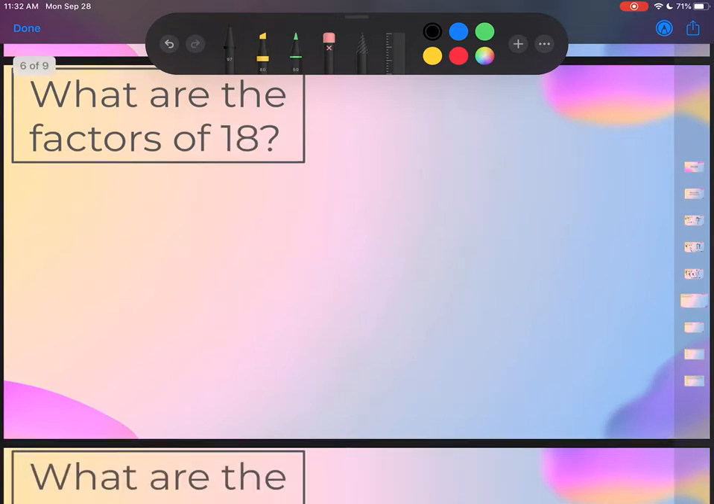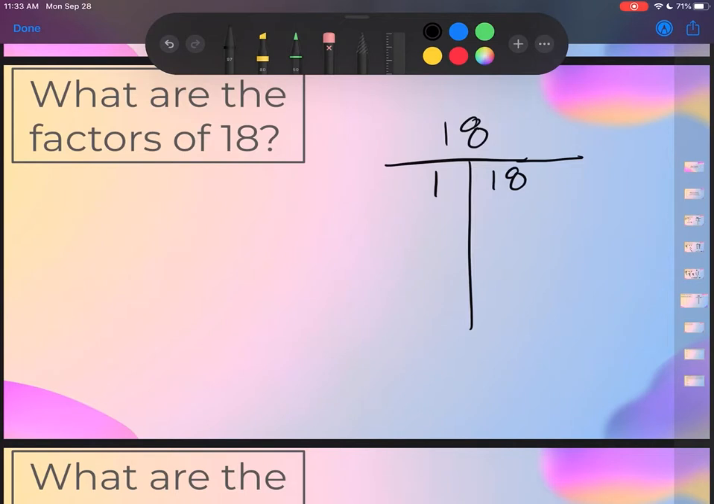Let's try another one. All right, factors of 18. So make your T-chart. Remember, 1 times whatever number you're dealing with is automatically going to give you factors, right? Because 1 times 18 is 18. Now, let's think about 2. In order for a number to be divisible by 2, it has to be an even number. 18 is an even number, right? Because it ends in an 8. So 2 times, and this is a math fact, 2 times what is 18? 2 times 9 is 18. So 2 and 9 are both factors of 18.